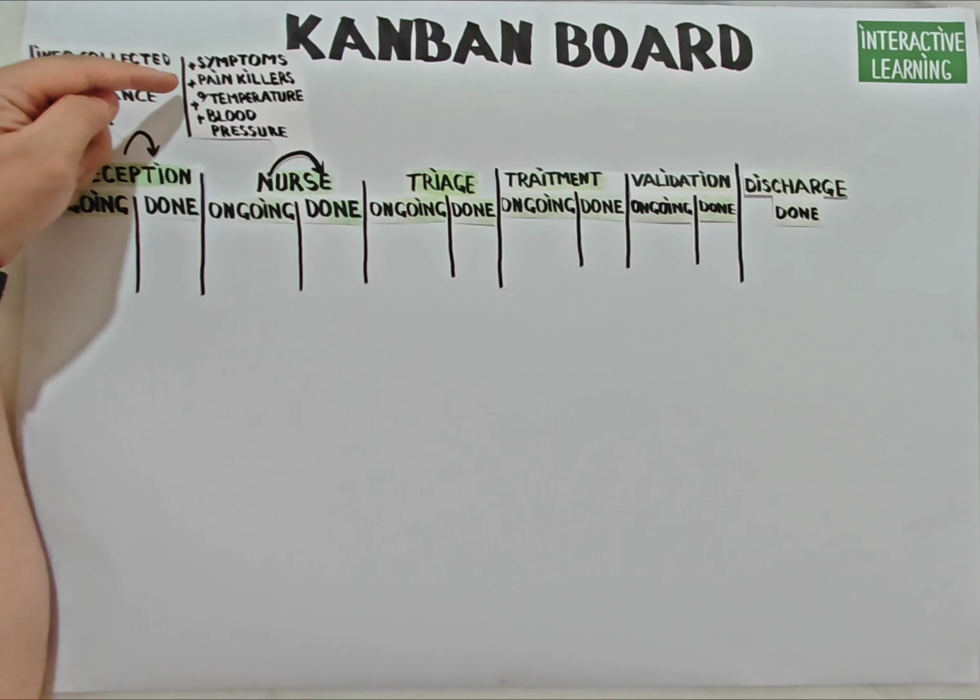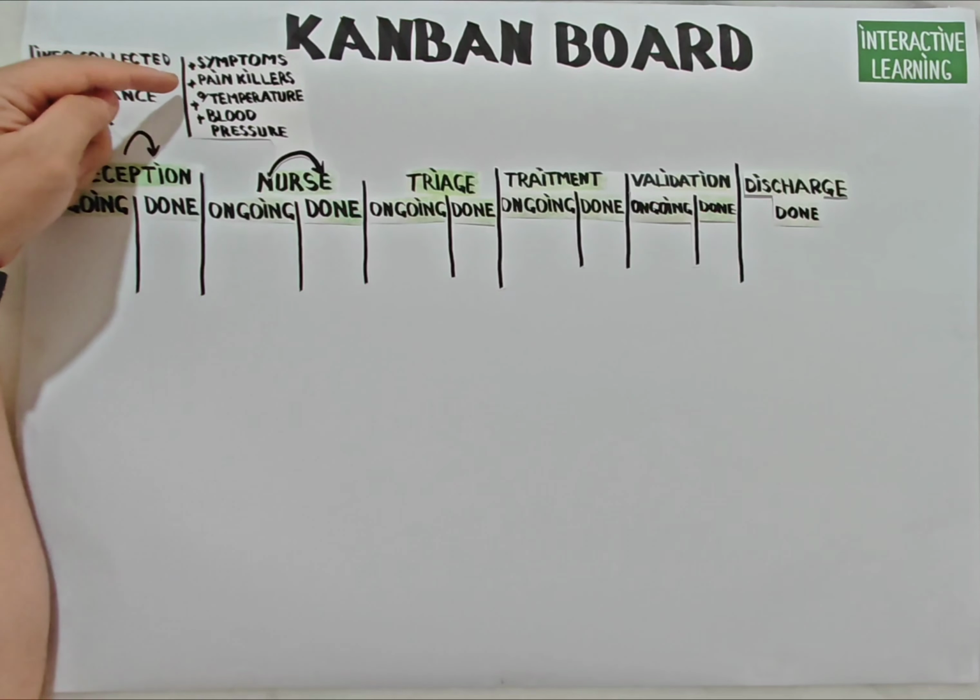But first, what is work in progress? It is any item between a starting point and an end point. This means that we must identify the starting and end points. In our example, we'll have two starting points. The first one is when a patient arrives at reception, and the second is when triage starts. These serve to measure different metrics, like WIP and throughput. We also have two endpoints, when validation is done and when discharge is done.